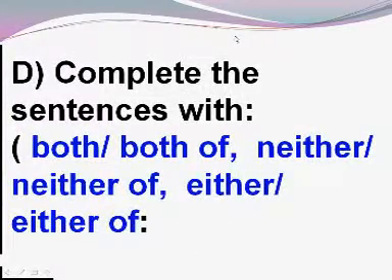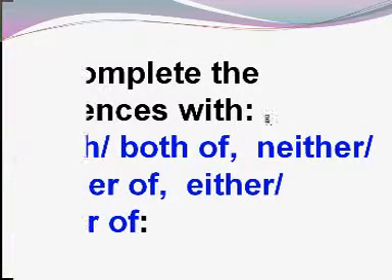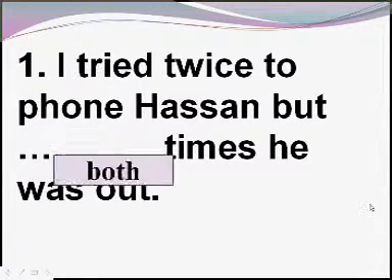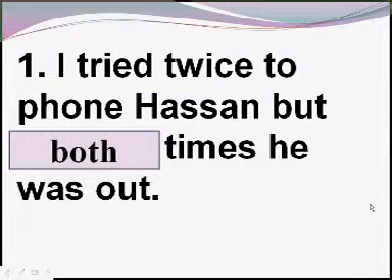Okay, time for questions. Complete the sentences with both, both of, neither, neither of, either or either of. I tried twice to phone Hassan, but times he was out. Remember, twice here. Two things. I tried twice to phone Hassan, but both times he was out.